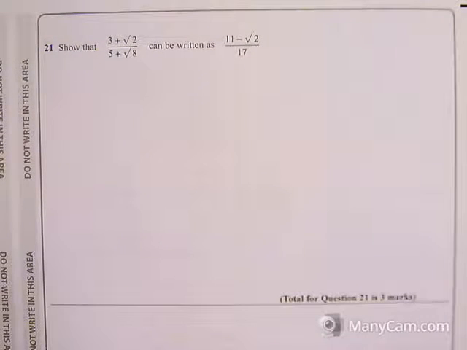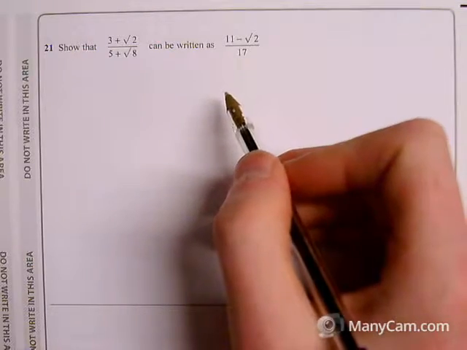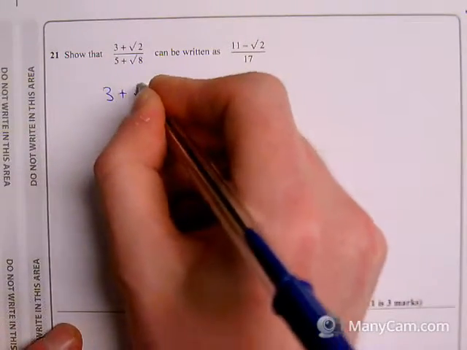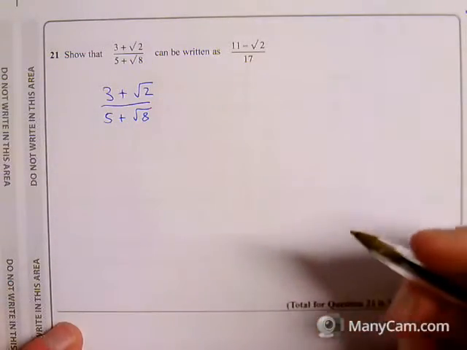Okay, so question 21 is looking at rationalising surds, but we've been given the answer so we can check that the answer that we get ends up being correct. So we're trying to rationalise 3 plus root 2 over 5 plus root 8.